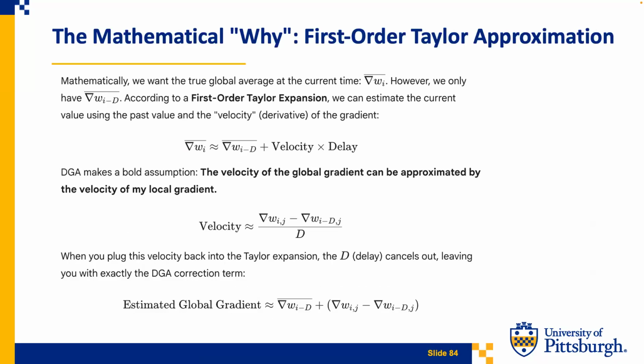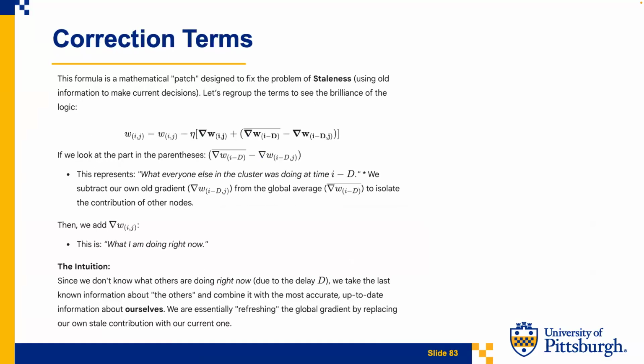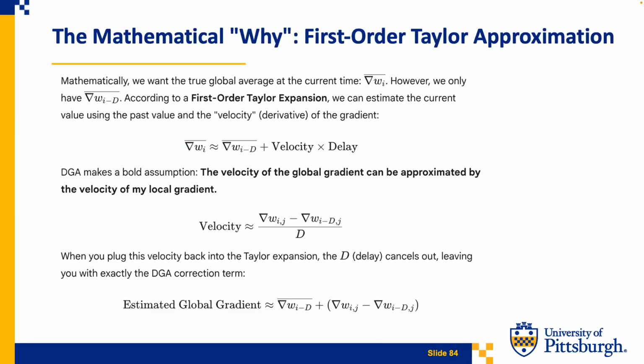So that's the idea, but also the mathematical reason why this works. These two terms are just what I explained, but mathematically we can also show that it's a great idea. Mathematically we want the true global average at the current time. However, we don't have it. We only have the gradient from these steps earlier. According to the Taylor expansion, we can estimate the current value using the past value plus the velocity of the gradient.